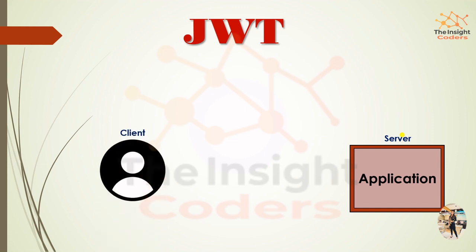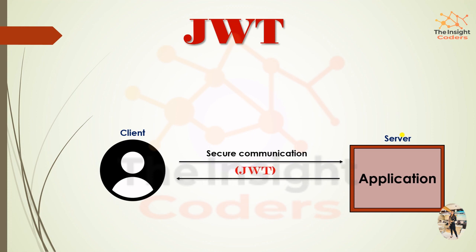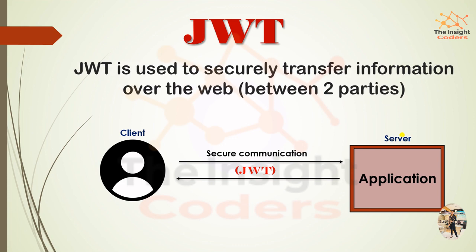The very first thing is we have a client and we have a server, and the client is requesting something from the server. Since it is requesting something and this client must be a valid person, to have a secure communication, we already discussed that we need something, and that something is the JWT token. If the person has the valid JWT token and is the right person, we'll get back the response to the client. So we can simply say JWT is used to securely transfer information over the web, that means between any two parties.